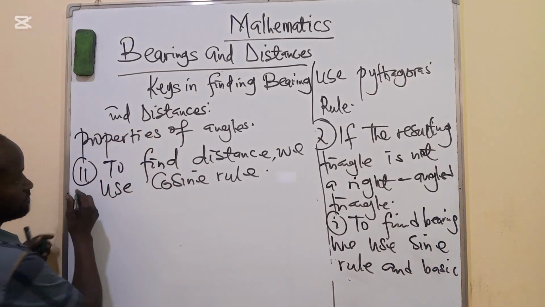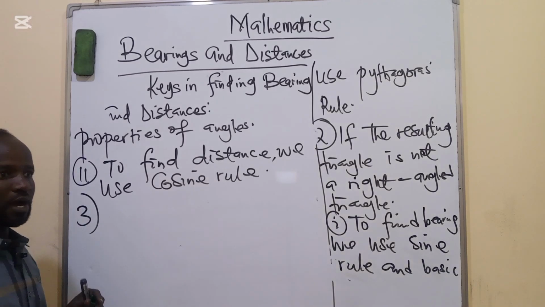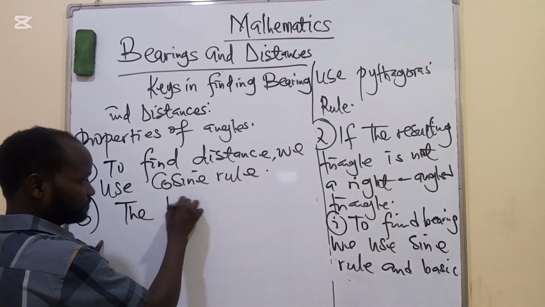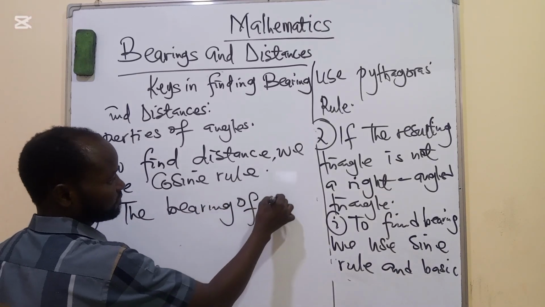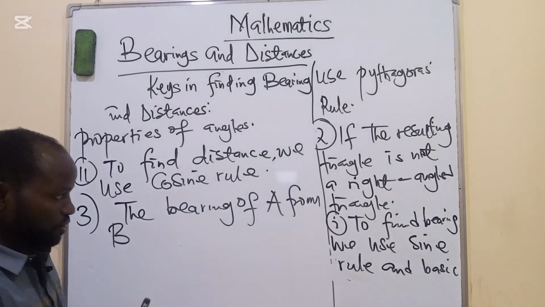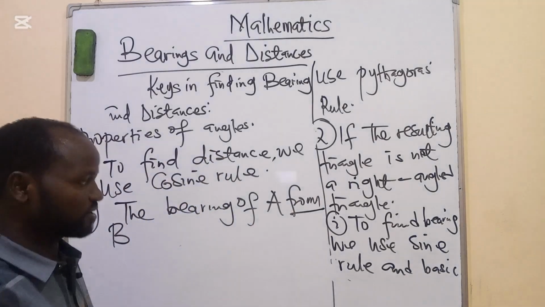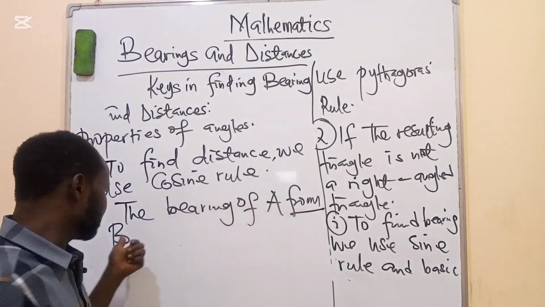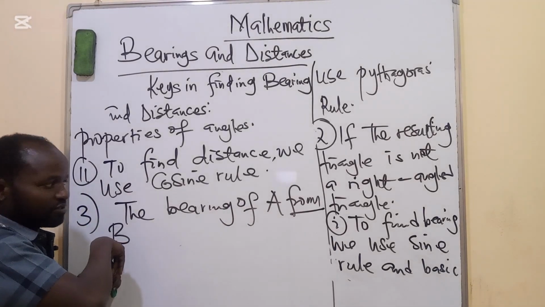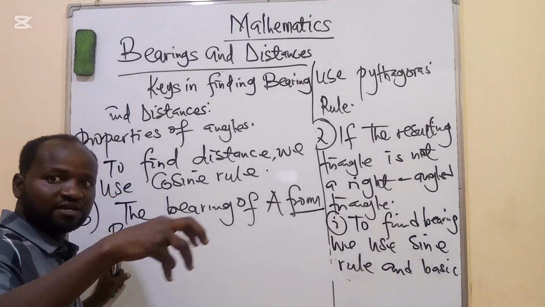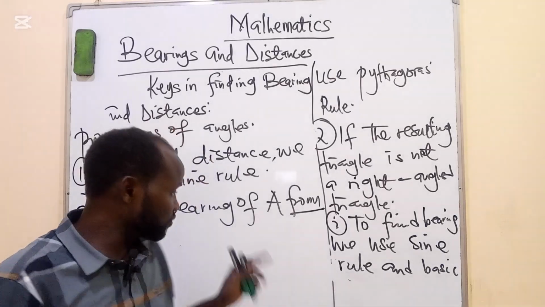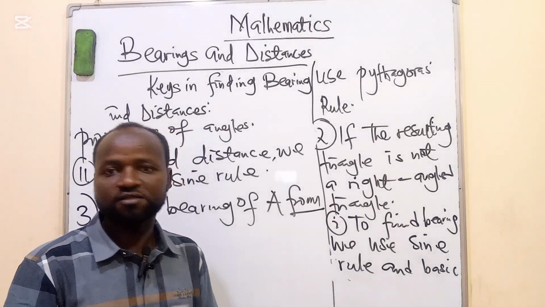Let me take number 3. Key number 3 now. The word from in bearing is key. Let's say the bearing of A from B. It means when you hear the word from in bearing, it's very important. The bearing of A from B means the bearing of A will be constructed at B. The starting point will be B. That's what it means. The bearing of A from B means the starting point is at B. Very important.